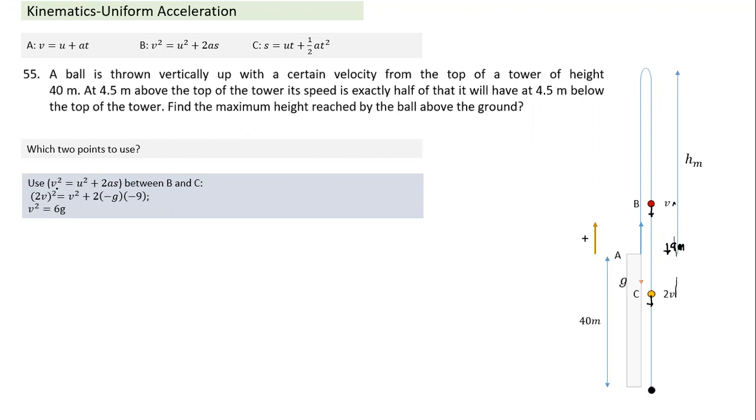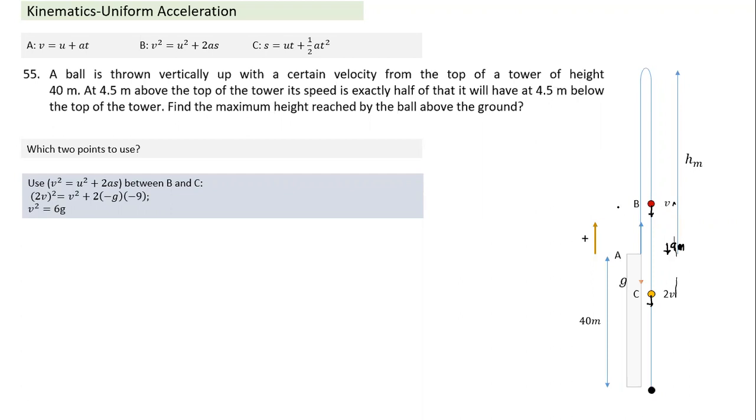Let me put the value here in place of V. The velocity at point C will be 2V square equal to V square, and given the sign convention, g will be negative. Understand that point also: I have taken the upward direction as positive. So for all quantities here, u, v, a, and s, if upward is positive, downward is negative. So g is negative, and displacement -9 is also negative. I get the value of V square is equal to 9g.